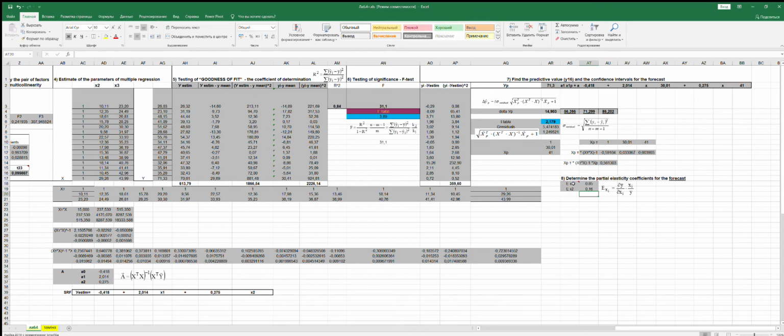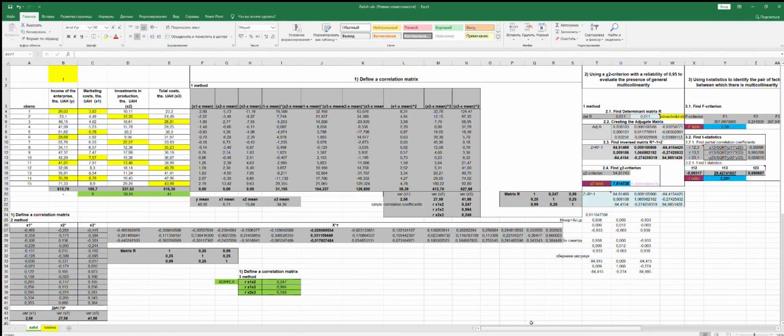Good. And all these coefficients show us how our y will change if, in the first case, x1 predicted changes by 1% while x2 is constant, and in the second case how our predicted value of y will change if x2 changes by 1% while x1 is constant. So this is the end of our laboratory work number 4. That's why I can say goodbye.